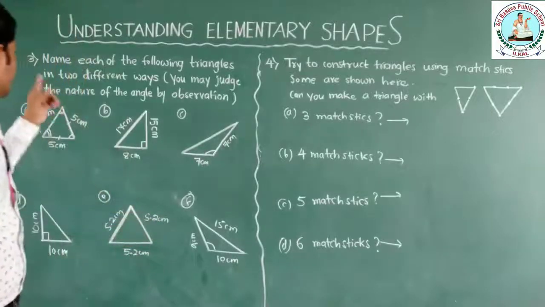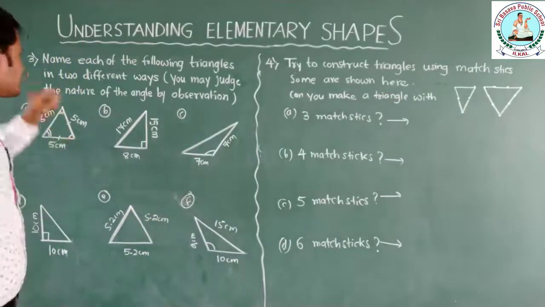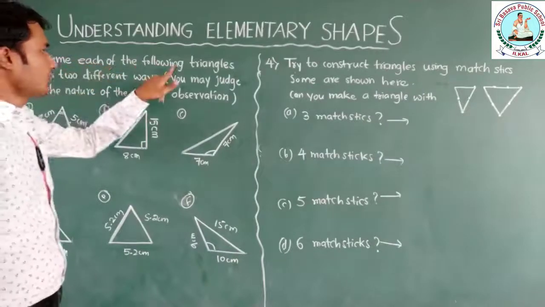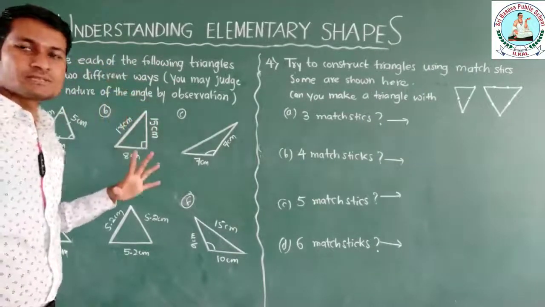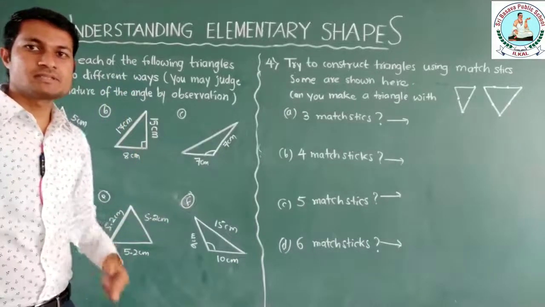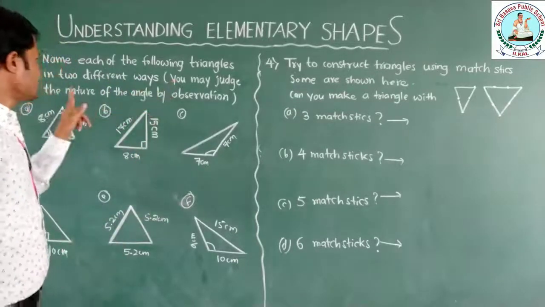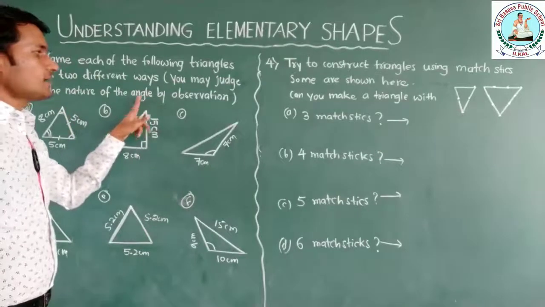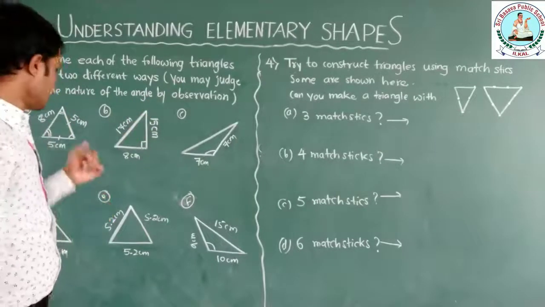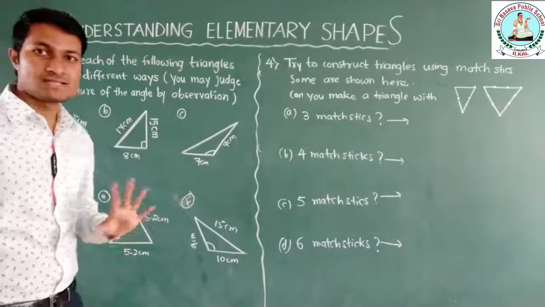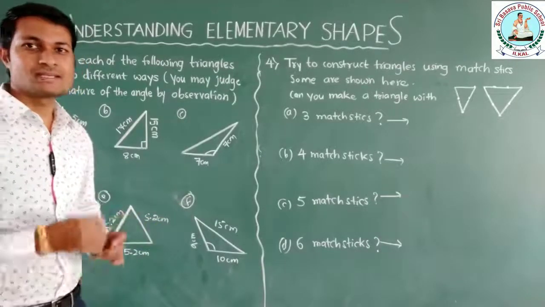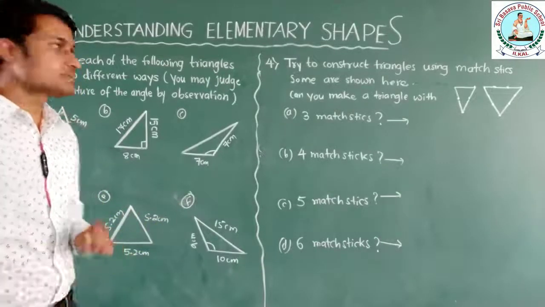Well, students, let us solve the third question that reads: name each of the following triangles in two different ways. Two different ways means based on angles and based on sides. And you may judge the nature of angle by observation. As you can see, here only the lengths of sides are given, but the measures of angles are not given, so you can easily judge them just by observation.